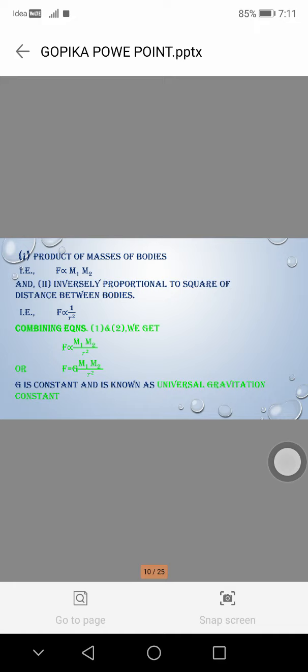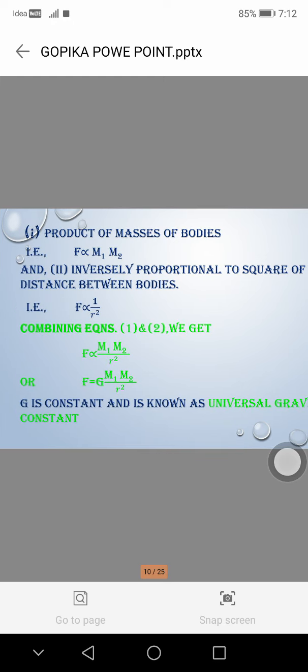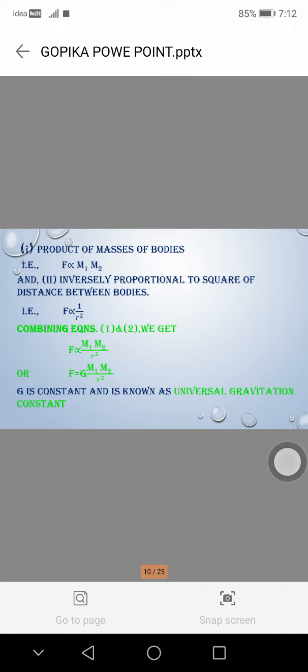This is equation 1, friends, which we have to understand with the next equations. F is inversely proportional to the square of the distance between the bodies, so F is proportional to 1 by r squared. Comparing equations 1 and 2, we get F proportional to m1 m2 by r squared, so F equals G m1 m2 by r squared. G is a constant and is known as the universal gravitational constant.